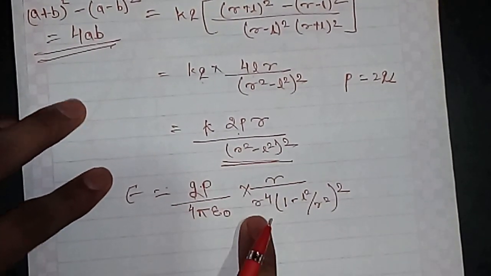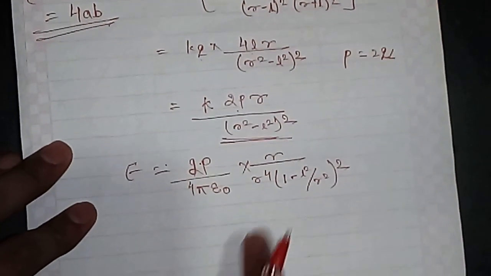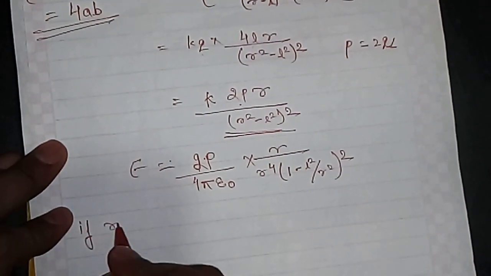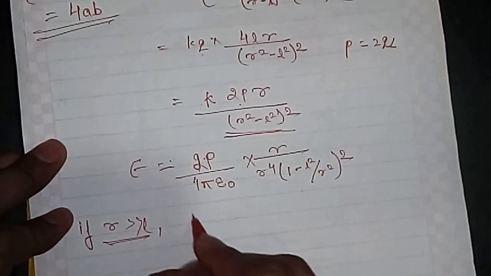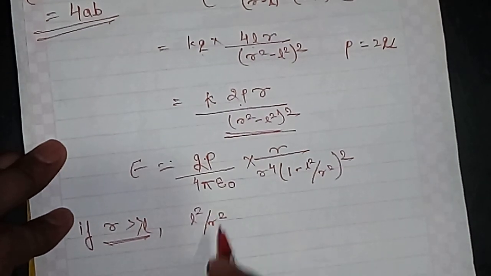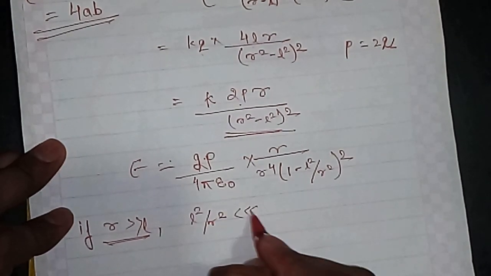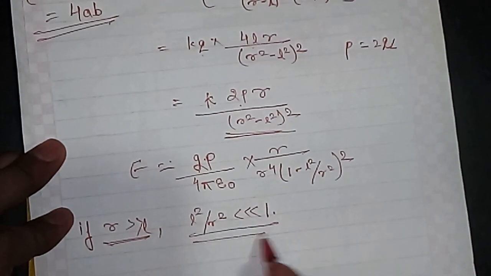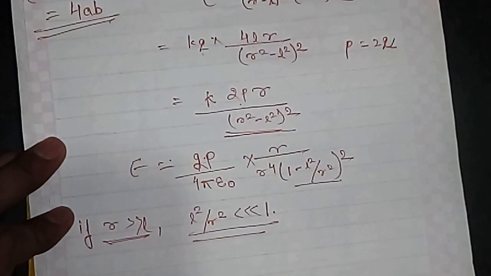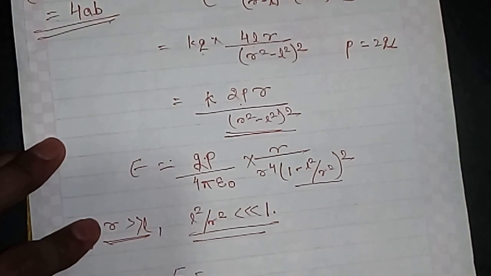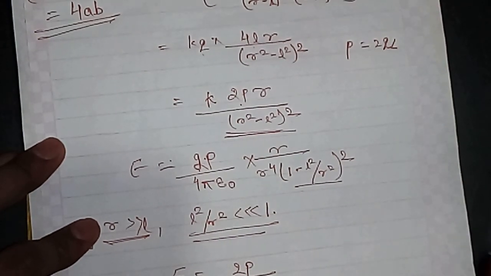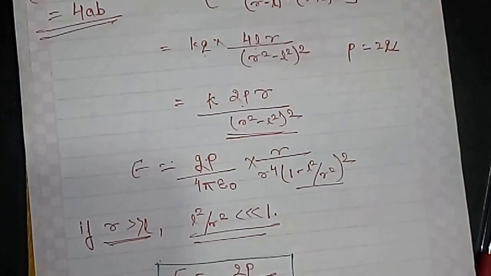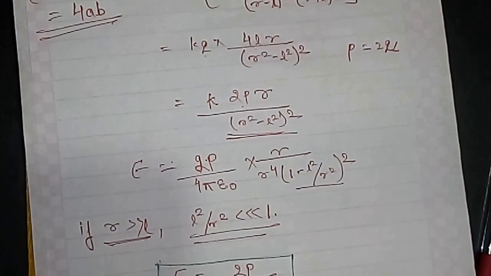Here we took r to the power 4 common. If r is very much greater than L, then L square upon r square will be very small compared to 1, so it can be neglected. The equation becomes E is equal to 2p upon 4 pi epsilon naught r cube. This is the electric field due to a dipole at the end-on position.